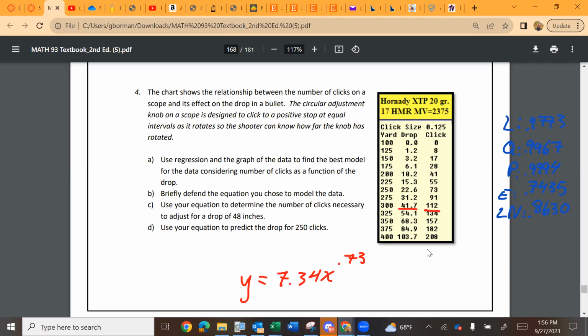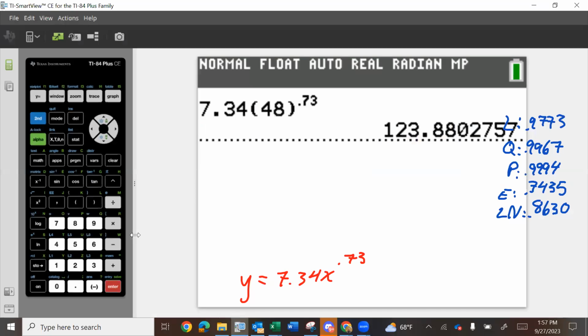Part D: use your equation to predict the drop for 250 clicks. So this time they're giving us the y value of 250, which is bigger than any of the other y values, and therefore I expect the drop to be bigger than 103.7. Maybe 110, 120, I'm not real sure, and that's okay. So 250 for the y value. All righty, so I'm going to plug in 250.